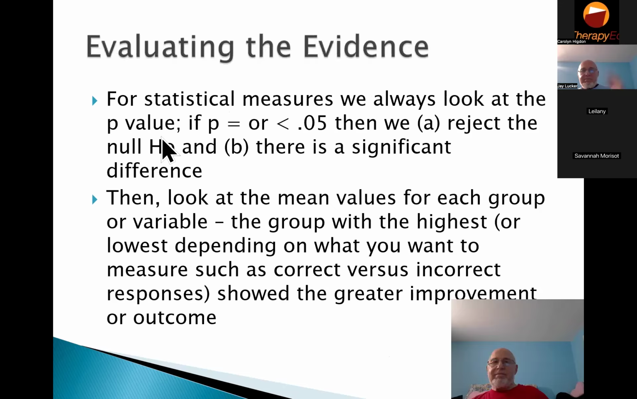Evaluating evidence. Look at that p-value. Okay? If p is less than or equal to 0.05, we reject the null hypothesis. There is a significant difference. Look at the mean values for each group. The mean value that's in the way you want to go, better or worse, depending on where you're looking. That's the group that did significantly better or that had significantly fewer errors.